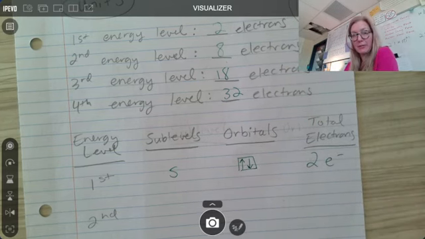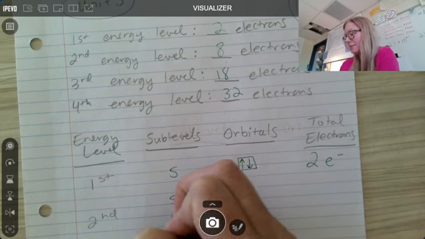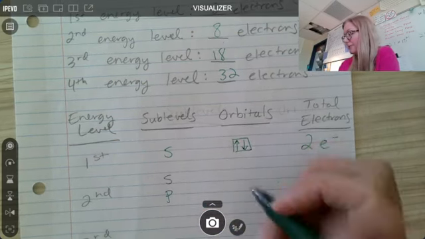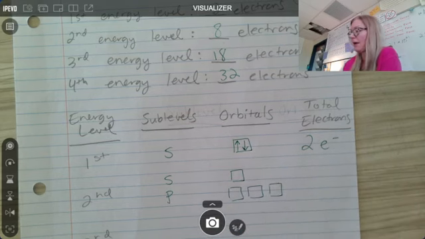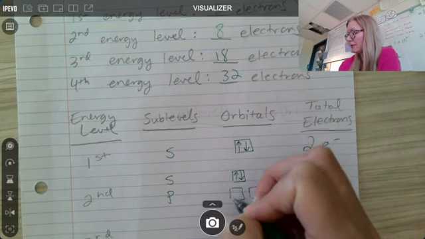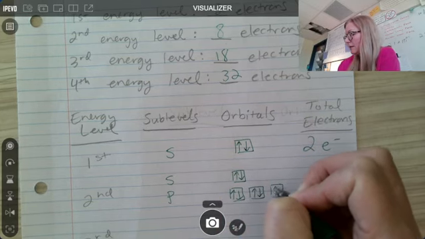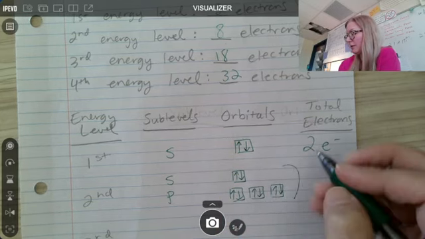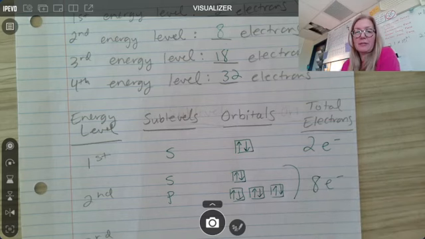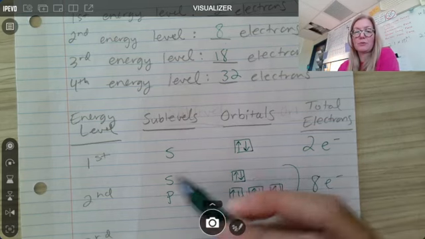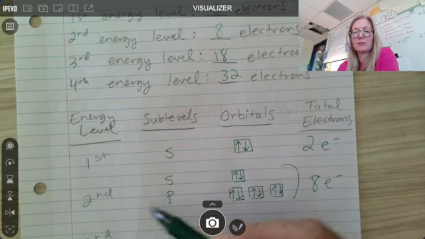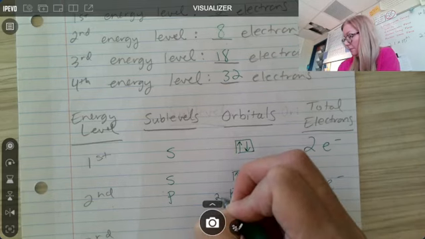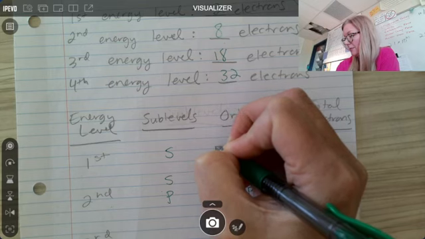The second energy level is bigger. It has 2 sublevels. It has an S and a P. S sublevels have 1 orbital. P sublevels are bigger. They have 3 orbitals. So this can hold 2 electrons, and this can hold 6 for a total of 8 electrons. So of the 8 electrons in the second energy level, 2 of them are in 2s, and 6 of them are in 2p. Second energy level, S sublevel, we call it 2s. Second energy level, P sublevel, we call it 2p. This is 2s, and this was 1s up here.